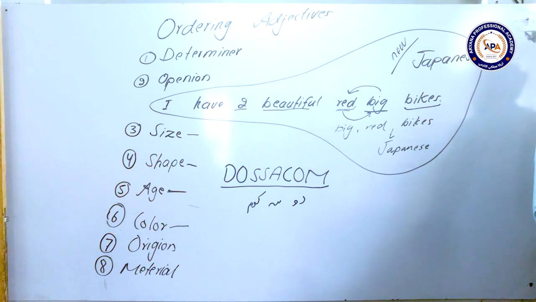Metal can be a noun and also an adjective. But wood is a noun and wooden is an adjective. Wooden is actually the adjective form of wood.